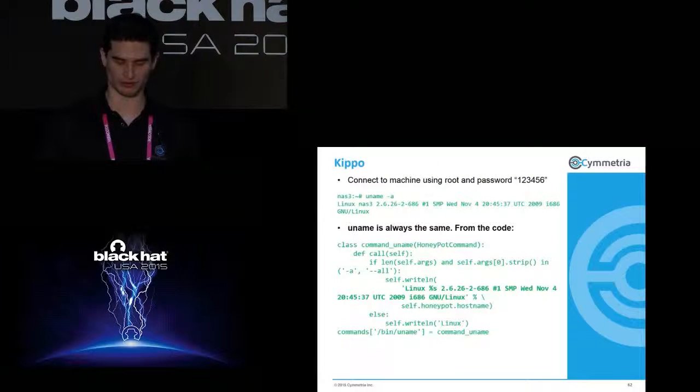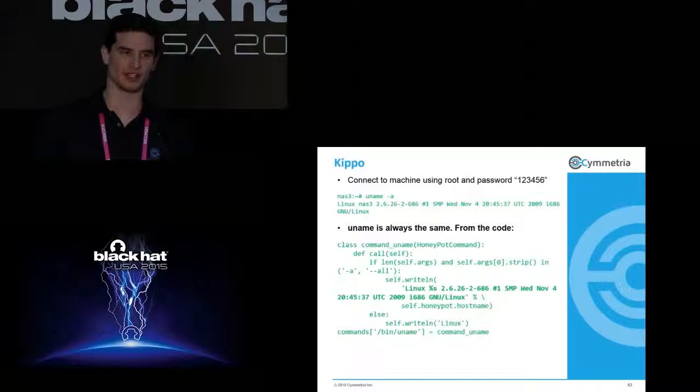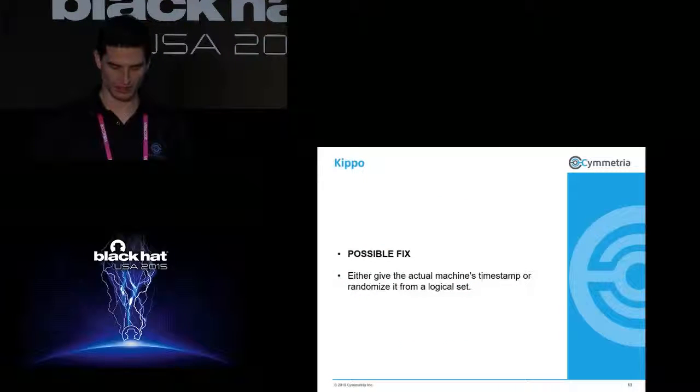And just another way of understanding how to fingerprint Kippo, when you're running the command uname -a inside of Kippo, it always gives you the same uname. That's something that we found. And it's pretty problematic. Like, if you would Google this uname, you would probably see people saying, I connected to this SSH machine and stuff is really weird. This is the uname, the details of the machine, and I have no idea what's going on. So even people not trying to detect it outright are sensing that something is wrong, right? So a possible fix is to either give the actual machine's timestamp or just randomize it from a logical sense.